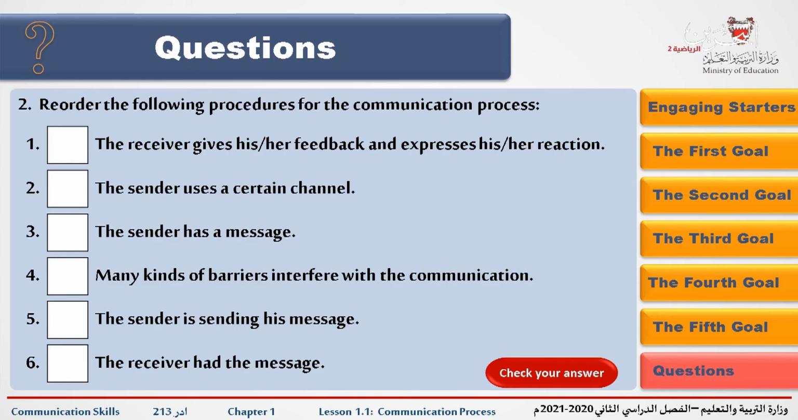Question number 2. You need to reorder the following procedures for the communication process. 1. The receiver gives his or her feedback and expresses his or her reaction. 2. The sender uses a certain channel. 3. The sender has a message. 4. Many kinds of barriers interfere with the communication. 5. The sender is sending his message. 6. The receiver has the message. Let us check the correct answer.